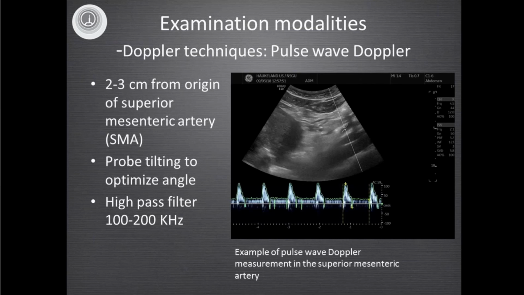Over to another modality, pulse wave Doppler. Here I'm just mentioning, because this is what we treat in the guidelines, measuring the superior mesenteric artery. You should keep 2 to 3 centimeters away from the origin. The trick is to angle the probe correctly to get a good Doppler angle.